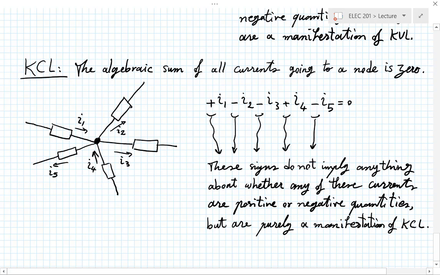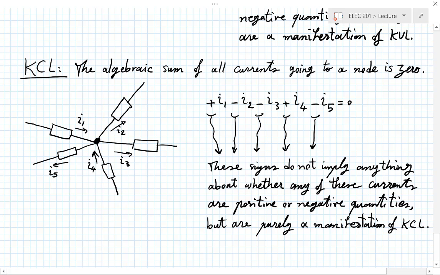Now, here's one quick question. I said that KVL was the consequence of voltages being well-defined quantities. Can you give me a similar physical insight behind KCL? Where would I get KCL from? Why should the sum of these currents, the algebraic sum, why should it be 0? Say. Conservation of charge, or whatever goes in has to come out. Is that what you wanted to say also?